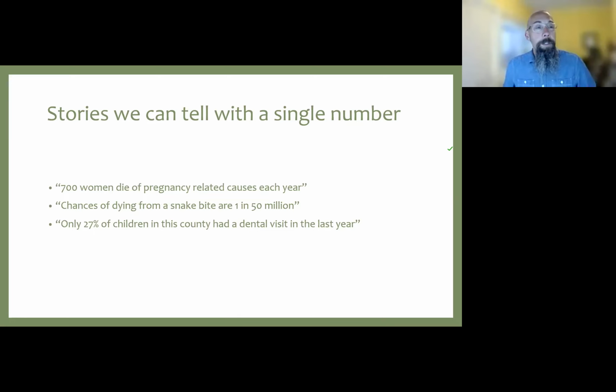So for each visualization, I'm going to have a slide like this that are just examples of, what's the story we can tell? What would be the one sentence, so what, for each graph? 700 women die of pregnancy-related causes each year. Your chances of dying from a snake bite are 1 in 50 million, or only 27% of children in this county had a dental visit in the last year. What's true about each one of those is it just took one number to say the thing. We could show that number in a lot of ways.